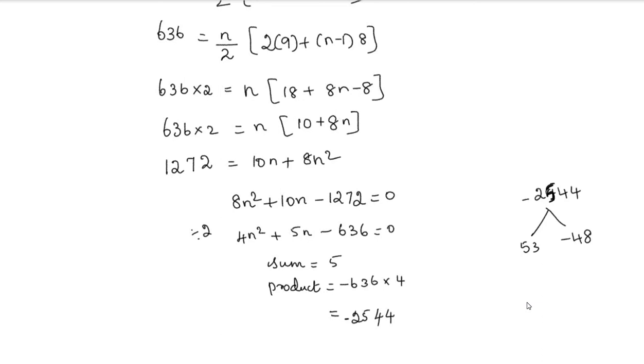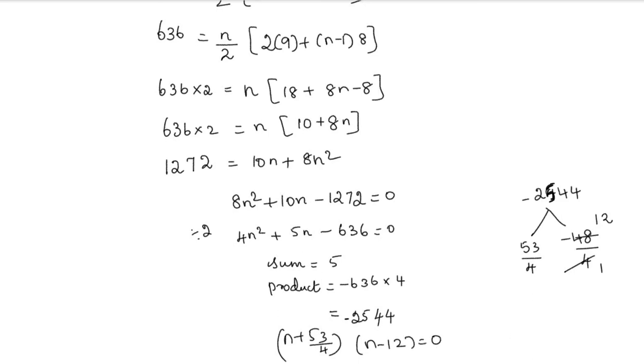The coefficient of n square is 4, so I have to divide it by 4. When I divide it by 4, this I cannot divide, so I can divide this. 4 ones are, then 4 12s are. So I can write this as n plus 53 by 4 and n minus 12 is equal to 0.